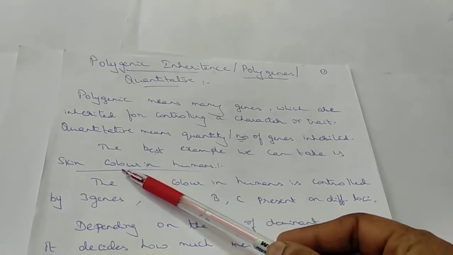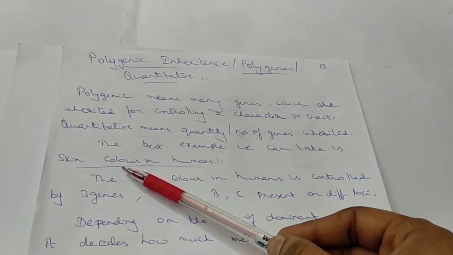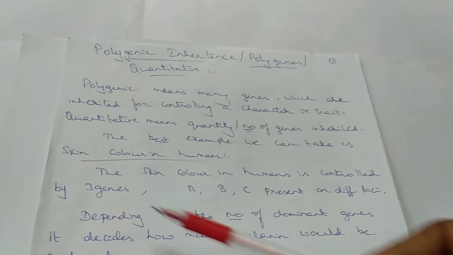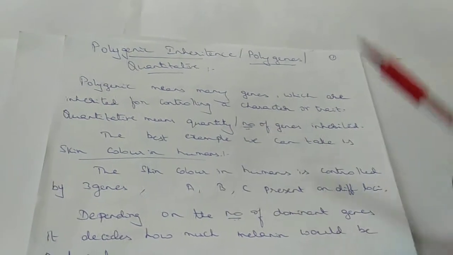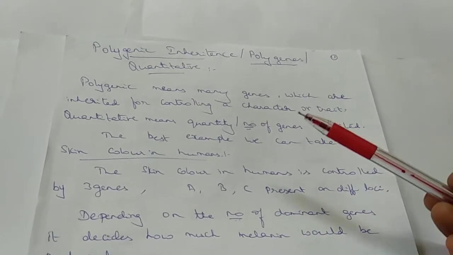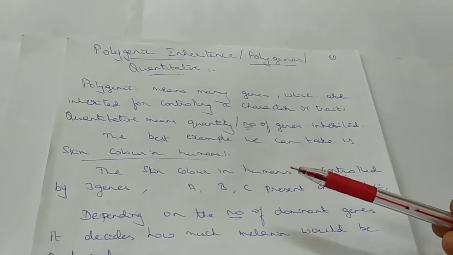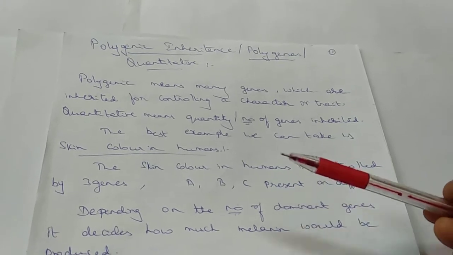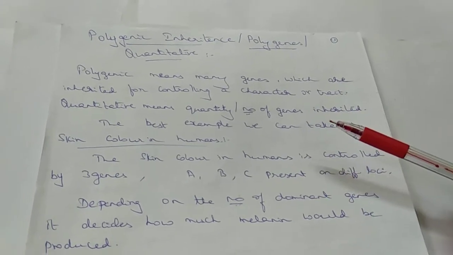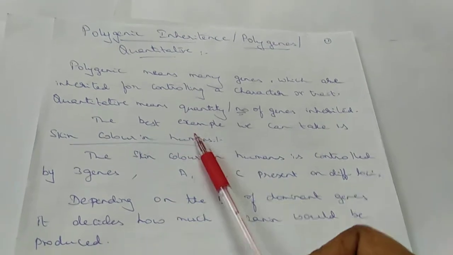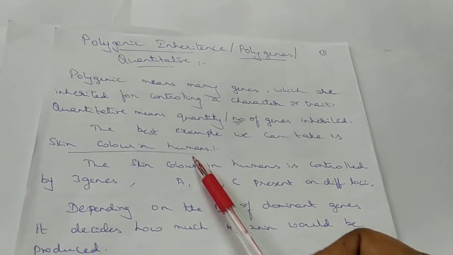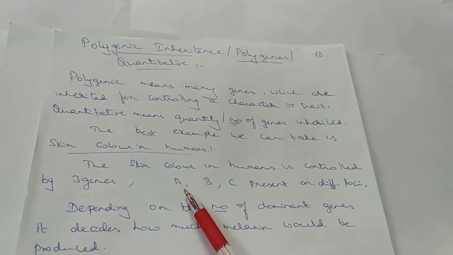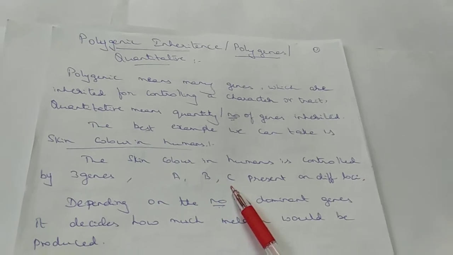The skin color always depends on the presence of the melanin pigments. The melanin pigments are the ones which give a range of coloration in individuals. So depending on how much melanin pigment is deposited, that is going to give the complexion in the individuals. In humans, the skin color is controlled by 3 genes, and that is represented as A, B, C.